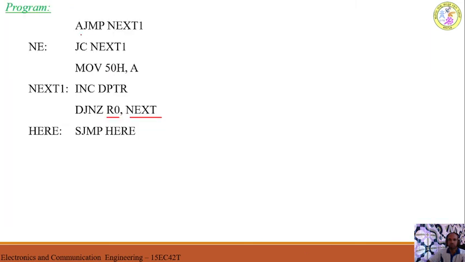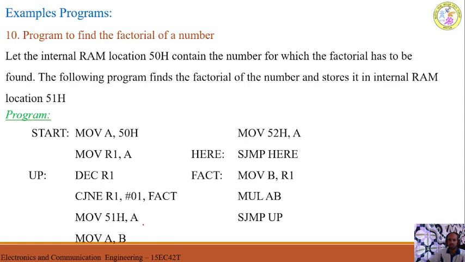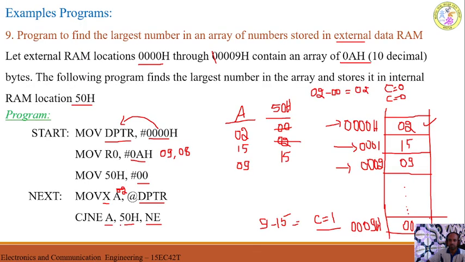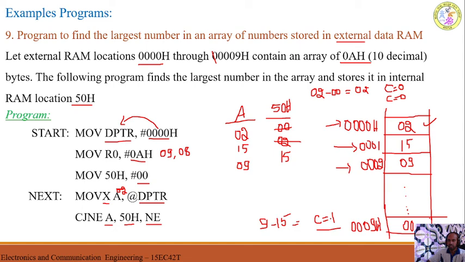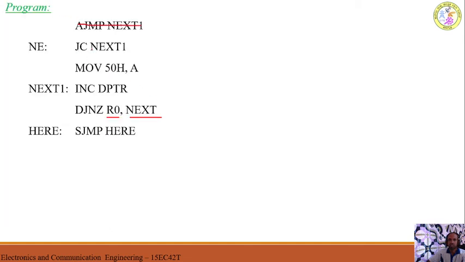Now AJMP, next one, it will jump here. Sorry, this is not AJMP. Jump on carry, next one. So it will check for the carry flag now. What is the status of the carry? Carry status is 1. So if carry status is 1, then it will directly come here. It will not execute this instruction. It will directly come to this memory location, increment DPTR.